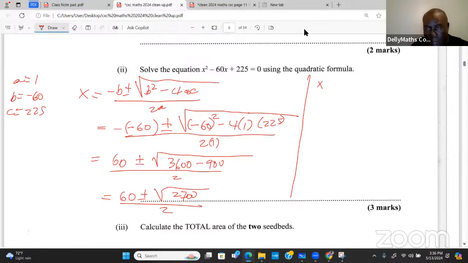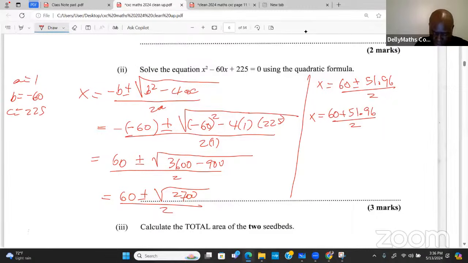All right, so 51.96. So what we actually have here is 60 plus or minus 51.96 over 2. So let's work it out. So x is equal to 60 plus 51.96 over 2. So let's work that out. 60 plus 51.96, divided by 2. We're getting about 55.98. All right, so that's one value.